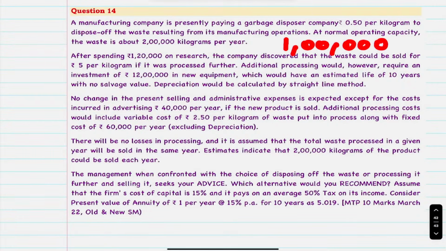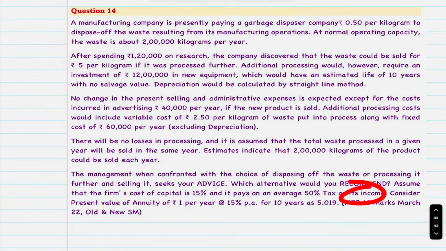Answer, there is a tax given in the question, correct? 50%. So 1 lakh minus, so 2 lakh minus 50%. How much it will be? 2 lakh into 0.5, 1 lakh. 1 lakh into 50%. How much it is? 50,000. So how much is the net outflow per annum? 50,000.